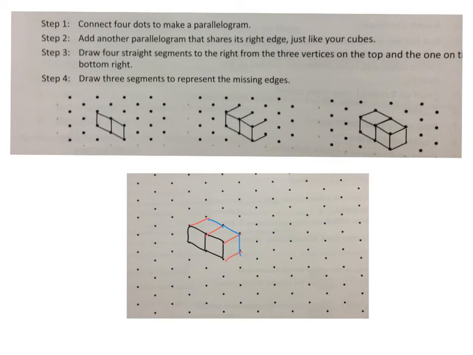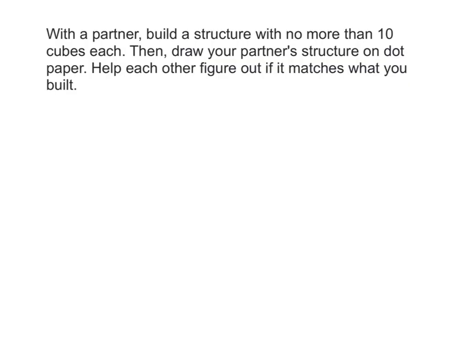I could do the same thing if I have 3 cubes in a line, couldn't I? I could draw 1 parallelogram, 2 parallelograms, and 3 parallelograms. And then I would draw lines to the right on the vertices like that. I'm getting a little sloppy. And then I would draw the missing edges. Do you see how now I have 3 cubes stuck together? Okay, take a moment right now and practice drawing cubes that are stuck together in a straight line. Go.